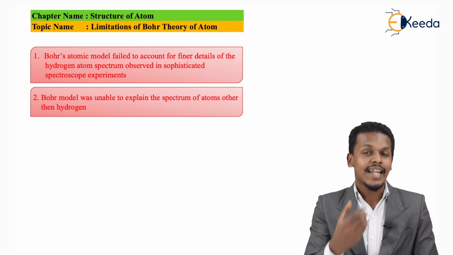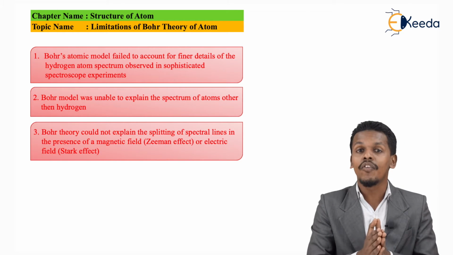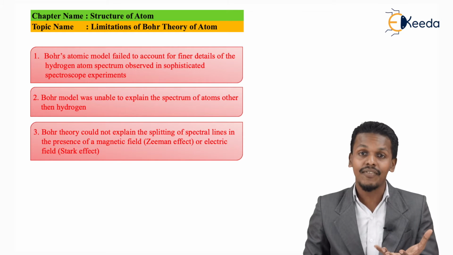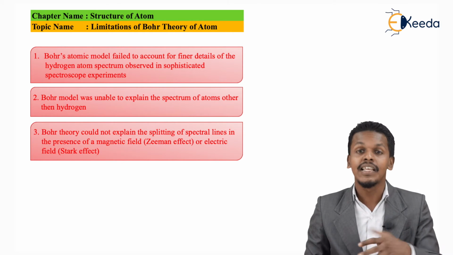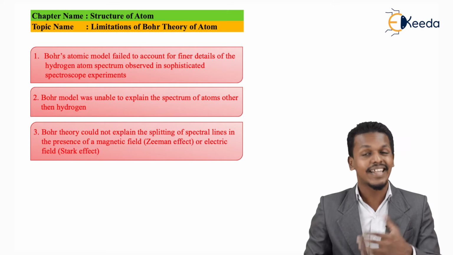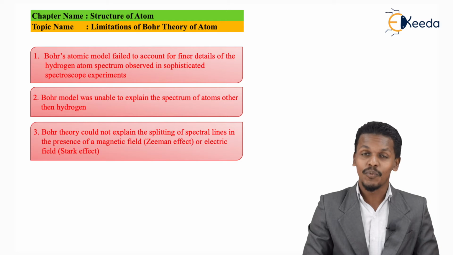Talking about the next point, Bohr theory couldn't explain the splitting of spectral lines in a magnetic field as well as in an electric field. Magnetic field, in this sense, is known as the Zeeman effect, and electric field is known as the Stark effect. So that was not explained by Bohr's theory.